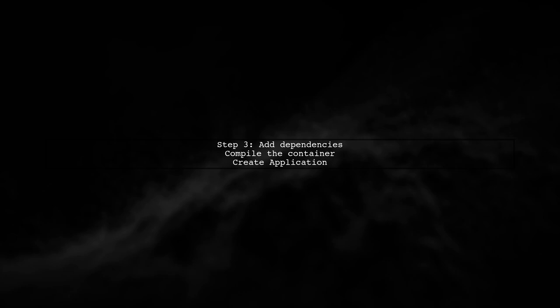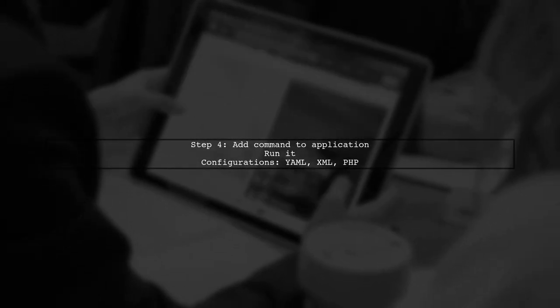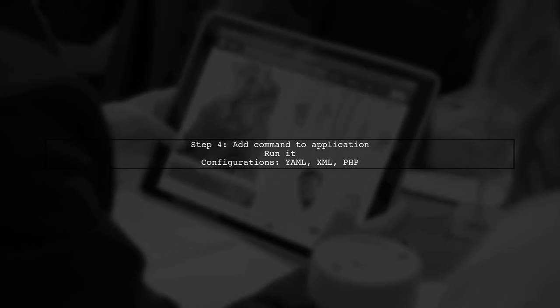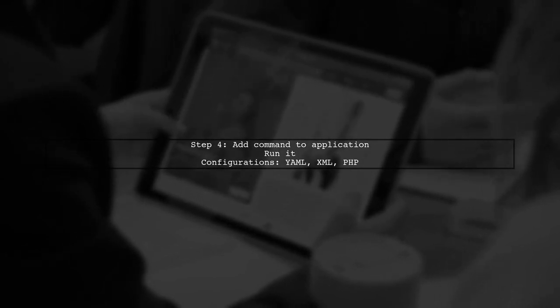Next, create a container builder instance and register your console command as a service. Add any dependencies your command needs, compile the container, and then create the application. Finally, add your command to the application and run it. You can also configure the container using YAML, XML, or PHP.